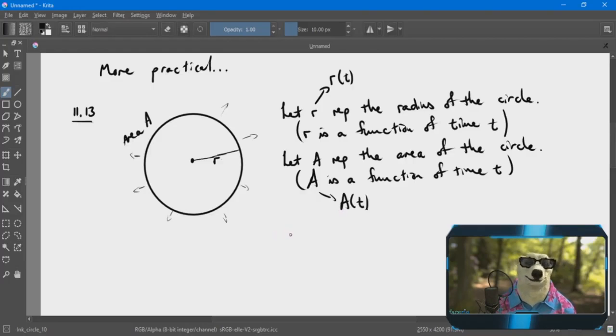There is a simple formula relating these two to each other. And most of these questions will have some geometric formula that most of us may know or is easy enough to remember. The area of a circle is pi r squared.